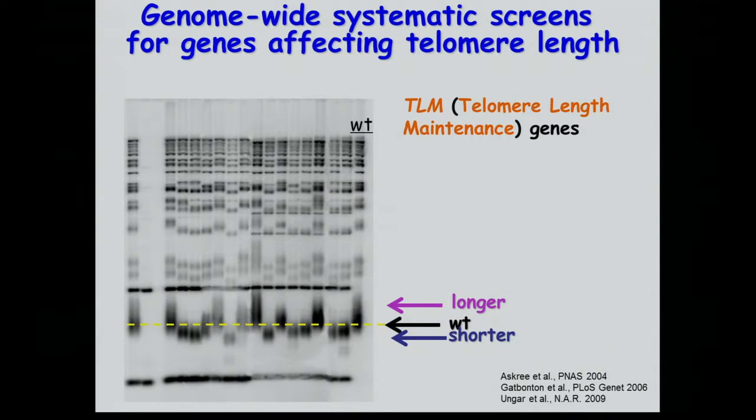And you can see here that it's easy to recognize the last fragment. This is a Southern blot, but it doesn't really matter. We are measuring the telomeres, and since we are measuring telomeres in a population of cells, each one with many, many telomeres, we get a distribution. But it's very easy to see that the wild type always has the same size of telomere length, and you can find mutants that have shorter telomeres and those that have longer telomeres.